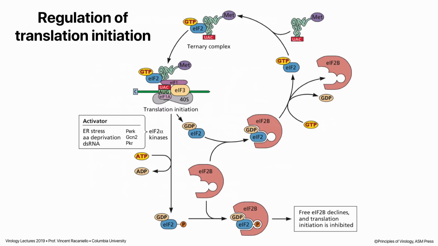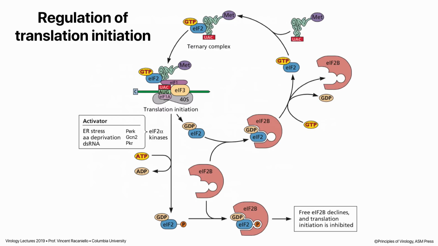A number of conditions in the cell, including ER stress, amino acid deprivation, or the presence of double-stranded RNA, which would be a sign of virus infection, activate what are called EIF2 alpha kinases. So this blue protein is EIF2. It's a multi-subunit protein, and its alpha subunit can be phosphorylated by one of these kinases.